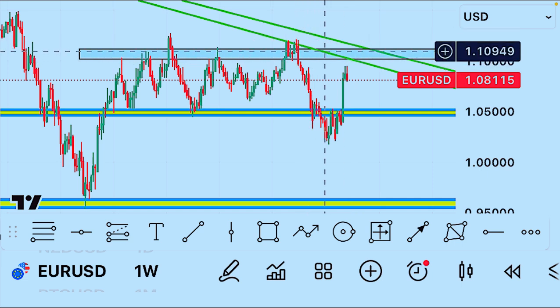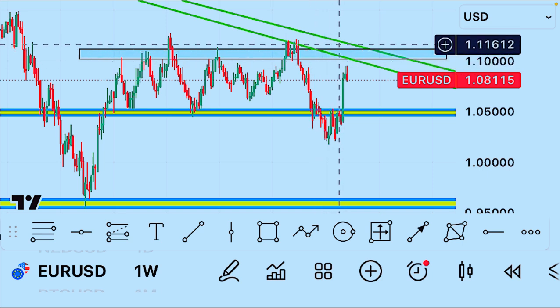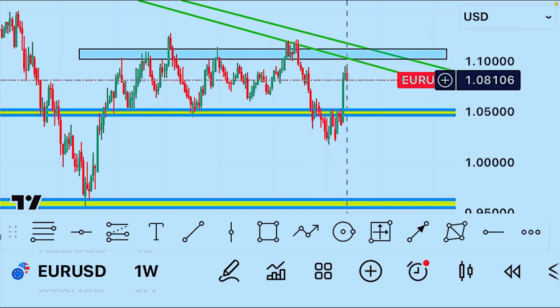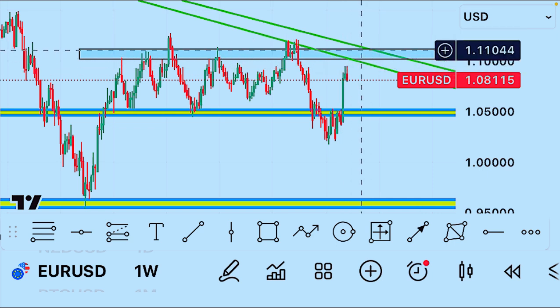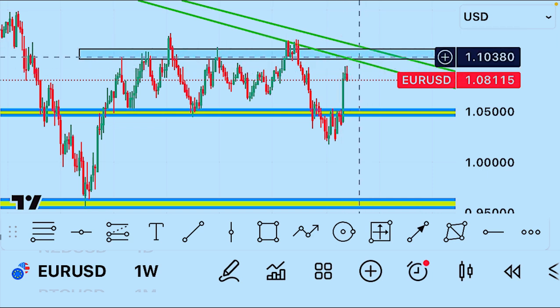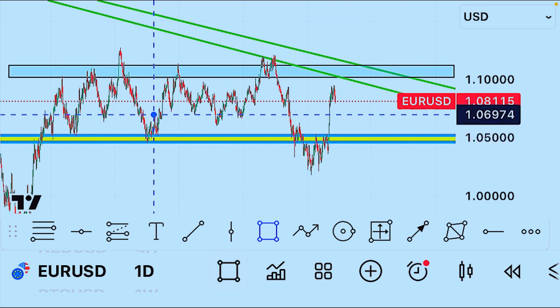Okay, so this area, from the higher time frame or monthly time frame, is the 50% Fibonacci retracement area. At this area, at the touch of this trend line or this second trend line, that is when I'll be looking for the sell trade on the euro. But for the meantime, we can actually find a buy opportunity. All right, now let's go down to the daily time frame.